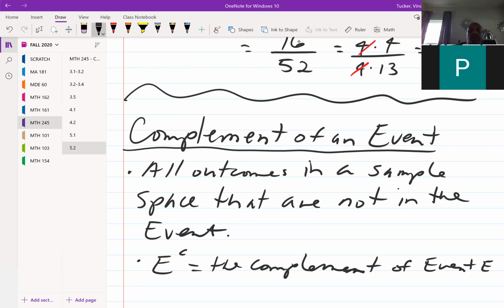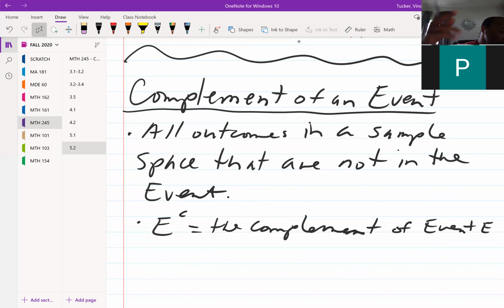All right, so the complement of an event will be all of the outcomes in the sample space that are not in the event. And we notate that with that event letter raised to the C, the superscript C. So E to the C would be the complement of the event E. So I want to say E complement, or just the complement of E.